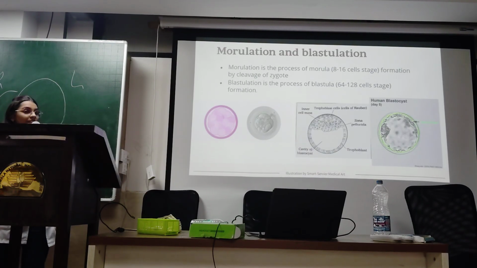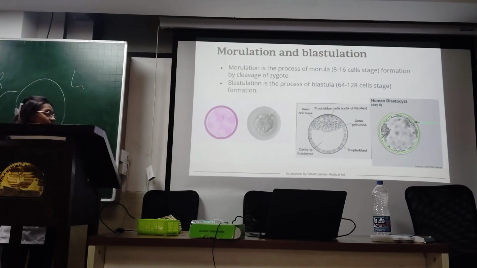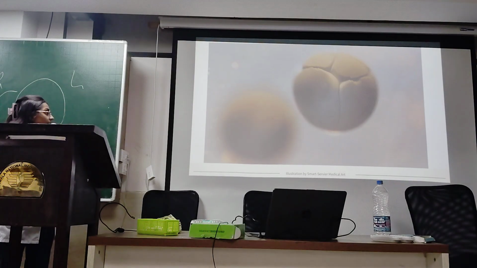Next is morulation and blastulation. Morula stage is the stage where 8 to 16 cells are present, and this is observed after about 3 to 4 days after fertilization. Whereas blastula stage is the 64 to 128 cell stage, which is observed on the 5th day after fertilization.